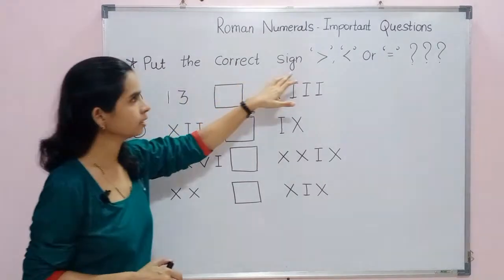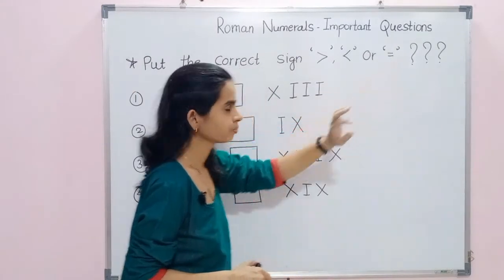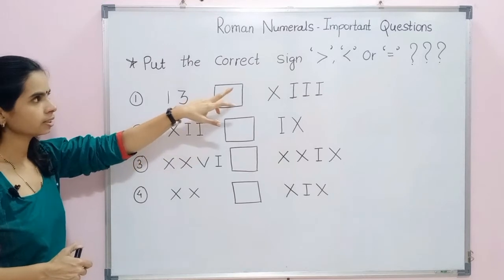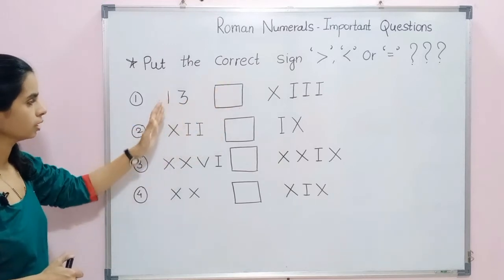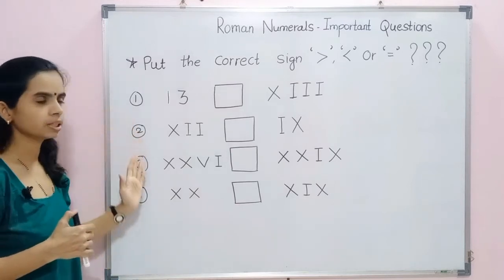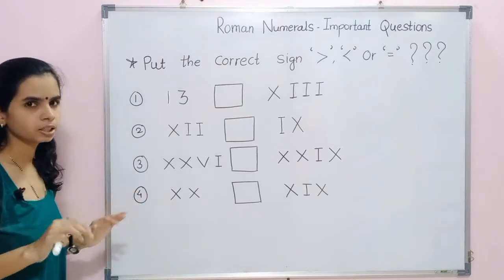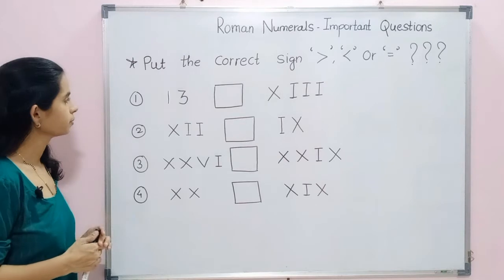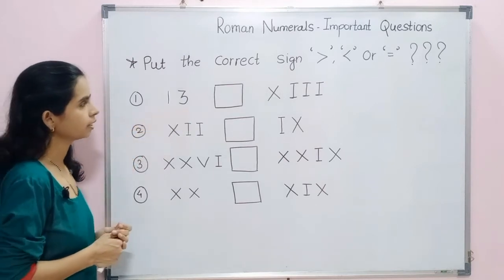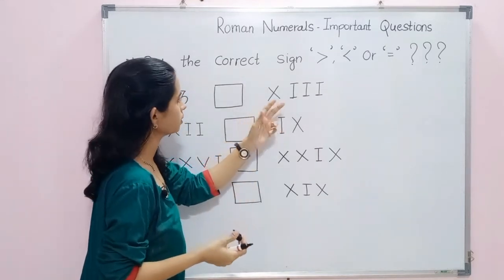Put the correct sign: greater than, less than or equal to. Here we have to put the sign greater than, less than or equal to in these boxes, and we have to determine which number is greater, which number is smaller, and whether both numbers are equal. So let's start. The number given is 13.